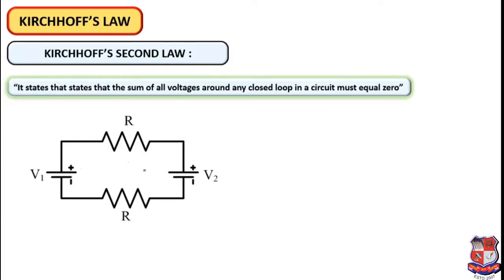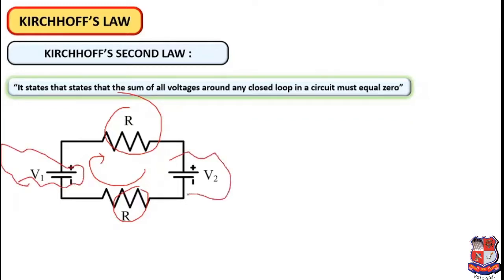In a given loop, I have taken two voltage sources, so V1 and V2 will be equal to their drops. So this source and this source, when they are added, that addition would be equal to the summation of these drops. So you can write V1 minus IR minus V2 minus I2. Suppose this current is the same, so here I will write I2.